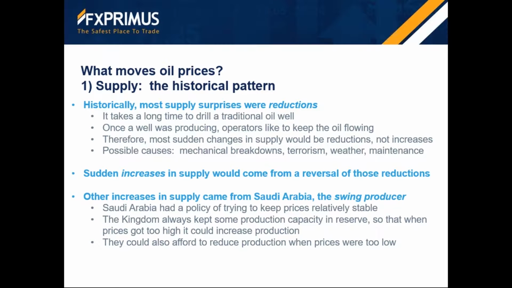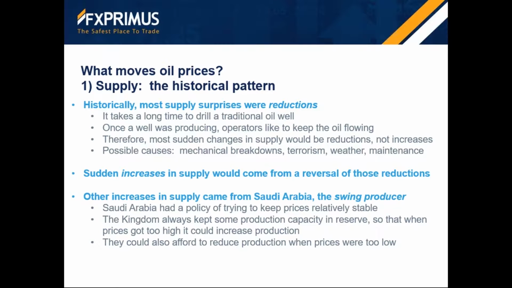Sudden increases in supply historically came from only a few places. First of all, of course, when those obstacles or disruptions that I just mentioned end, supply naturally comes back to the old level. That was the main source of sudden increases in supply. Secondly, some countries, most notably Saudi Arabia, kept some supply capacity in reserve. Saudi Arabia did this in order to retain its role as the swing producer within OPEC and within the world oil markets.